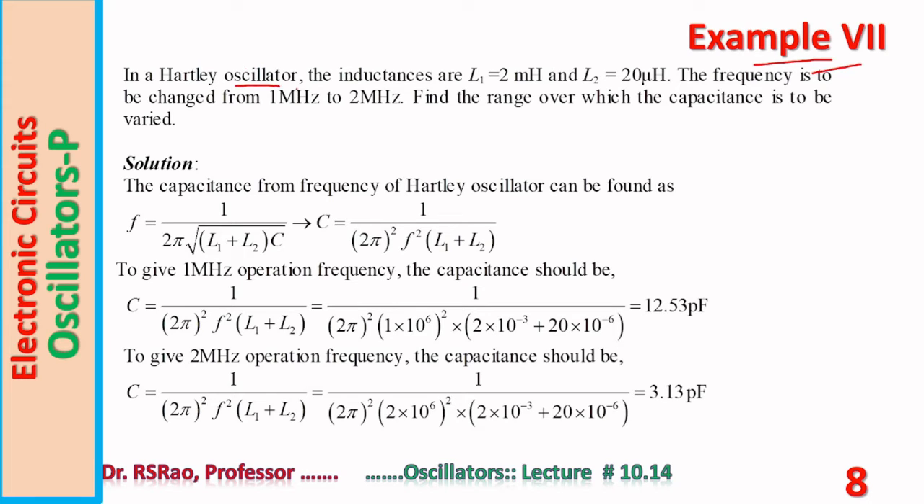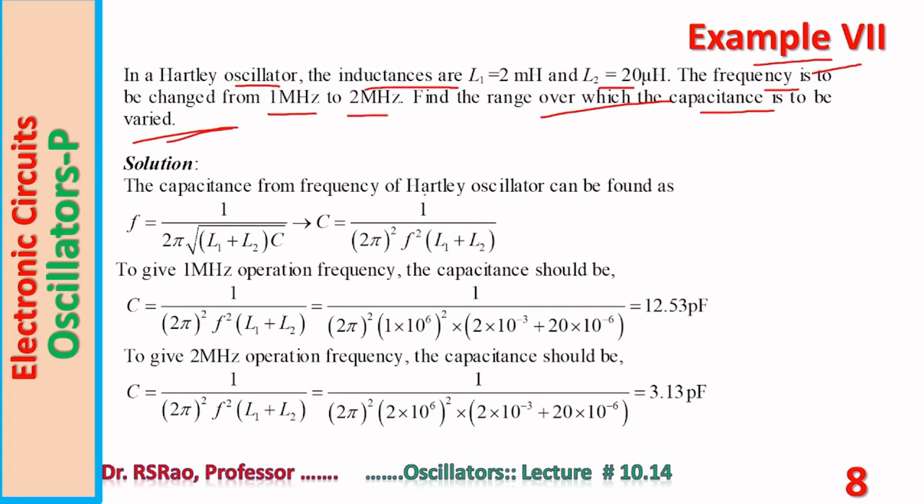Another problem, example 7. In a Hartley oscillator, inductances are L1 equal to 2 millihenry, L2 equal to 20 microhenry. Frequency is to be changed from 1 megahertz to 2 megahertz. Find range over which capacitance is to be varied.